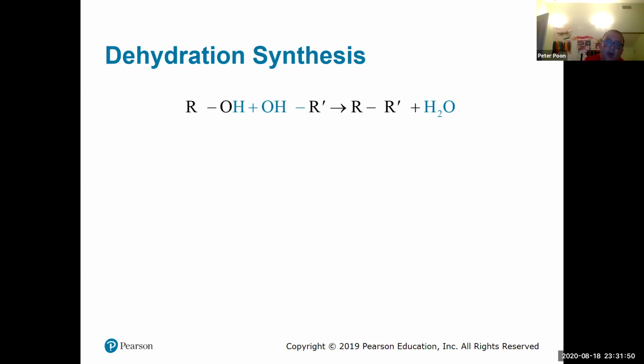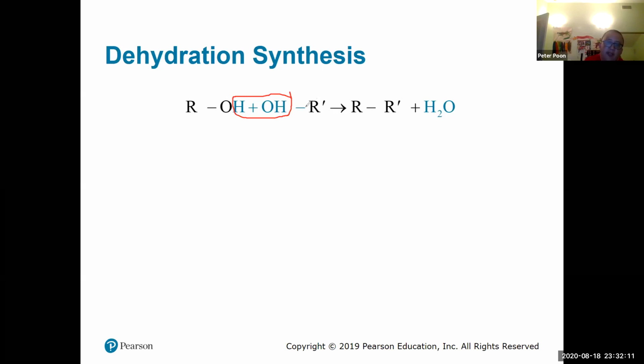I am taking two components. I'm pulling a water out. See the water here? And so I take the water out. That O directly attaches to that R prime, and now I have R prime, and water. So dehydration synthesis. When I build things in cells, what I always do is dehydration synthesis. Now you can imagine what the next thing is.